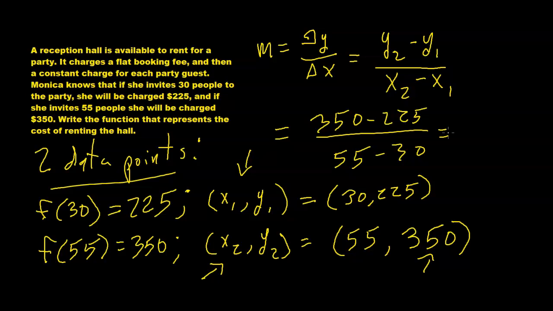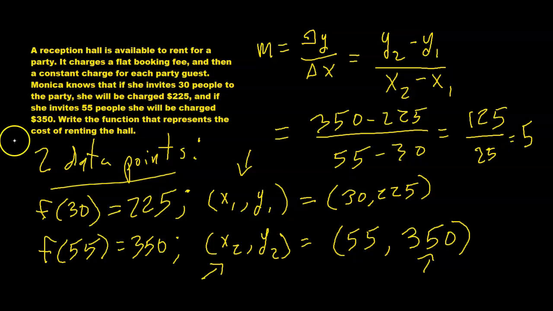What's 350 minus 225? That's 125, divided by what? 55 minus 30 is 25. And finally, what is 125 divided by 25? Positive 5. All right, so from just that information, we were able to figure out that m, or the slope, is equal to positive 5.